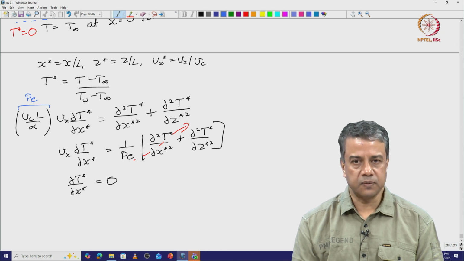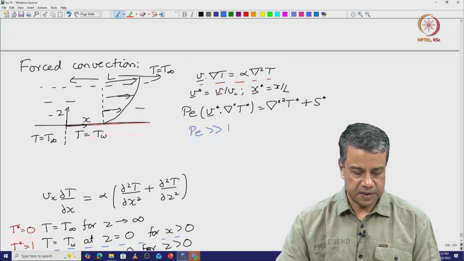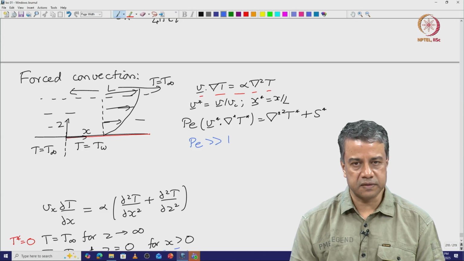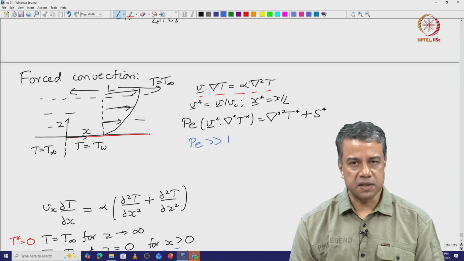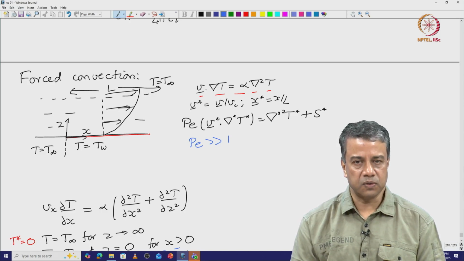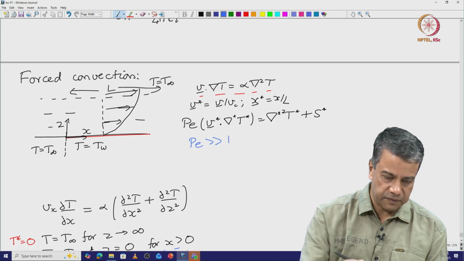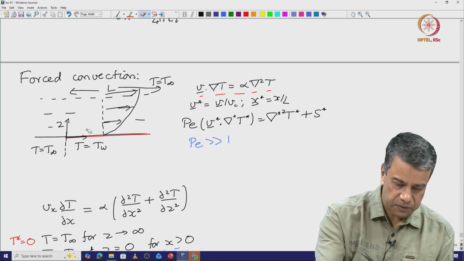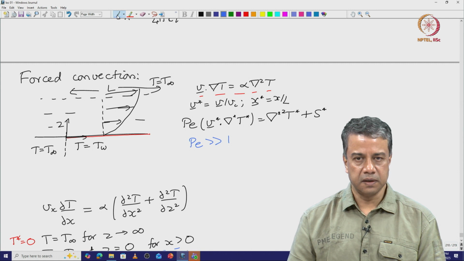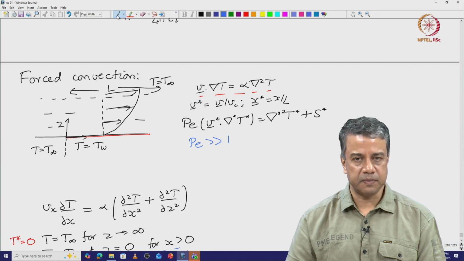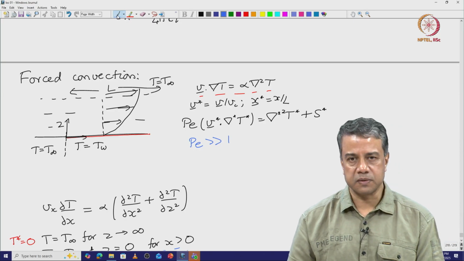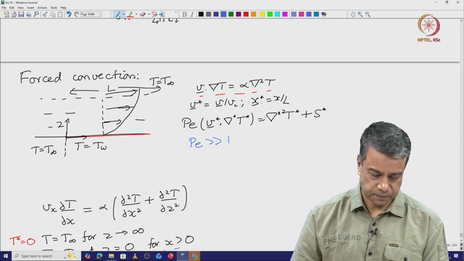Physically, what is the problem? The fluid is getting heated due to heat transfer from the surface. We are considering a limit where convection is dominant compared to diffusion. That means that whatever heat is generated from the surface is getting rapidly swept downstream.